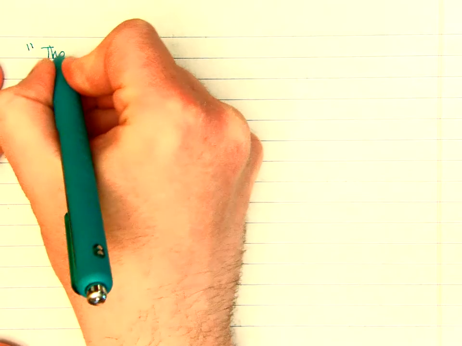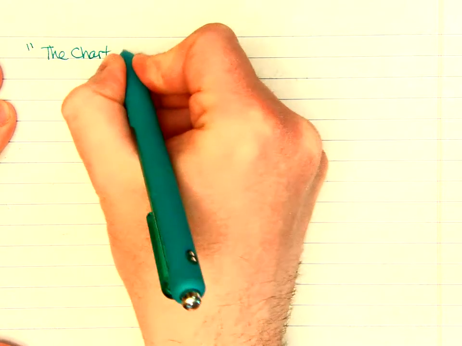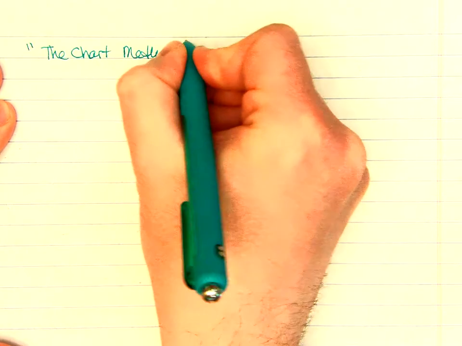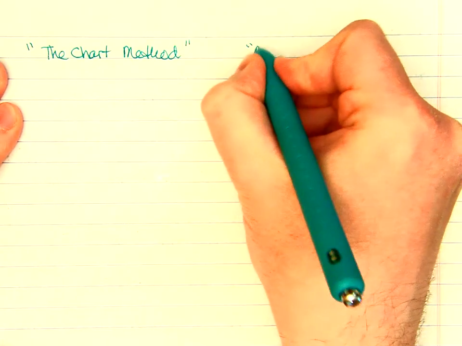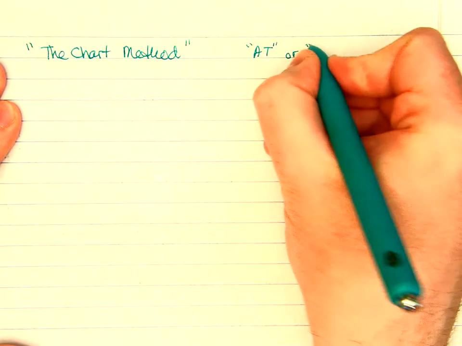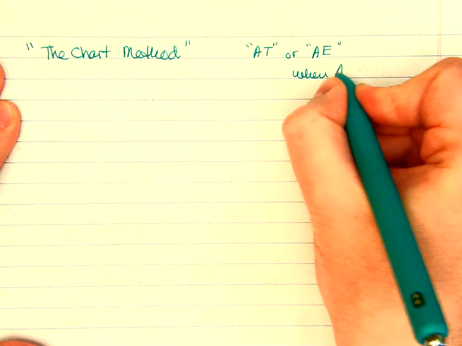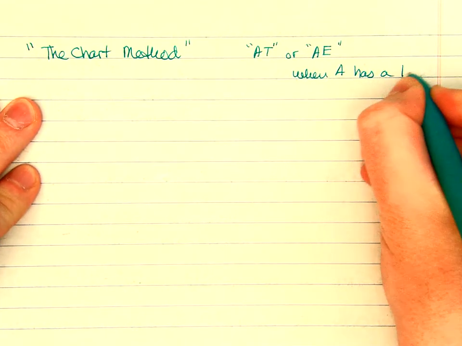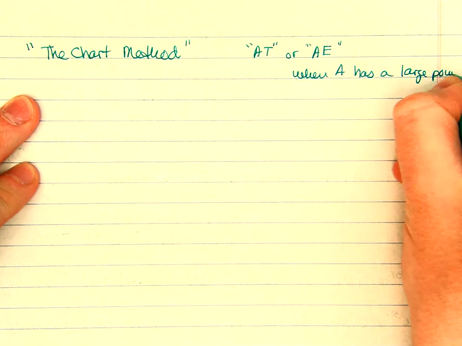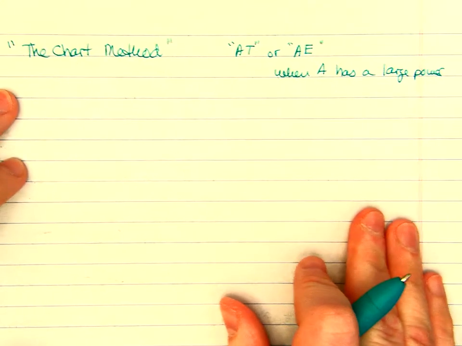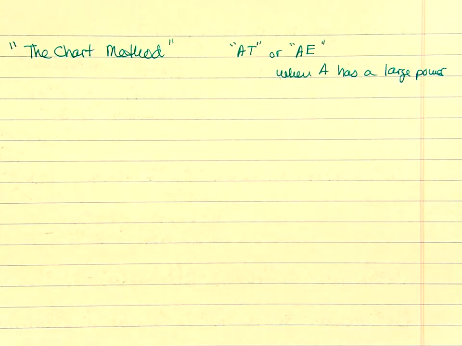What I'm now going to show you is called the chart method. This is going to be useful when I have something in the form AT or AE, when A has a large power. The chart method is going to be used when I have something that's algebraic and trig or algebraic and exponential. And in particular, I'm going to use it when A has a large power.